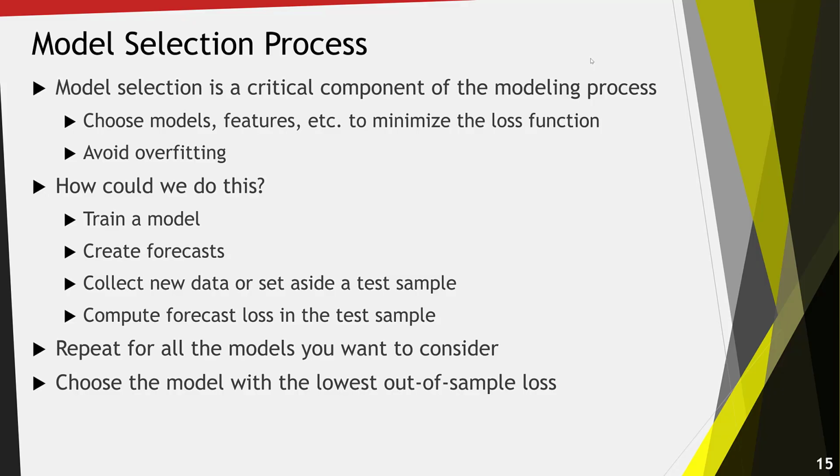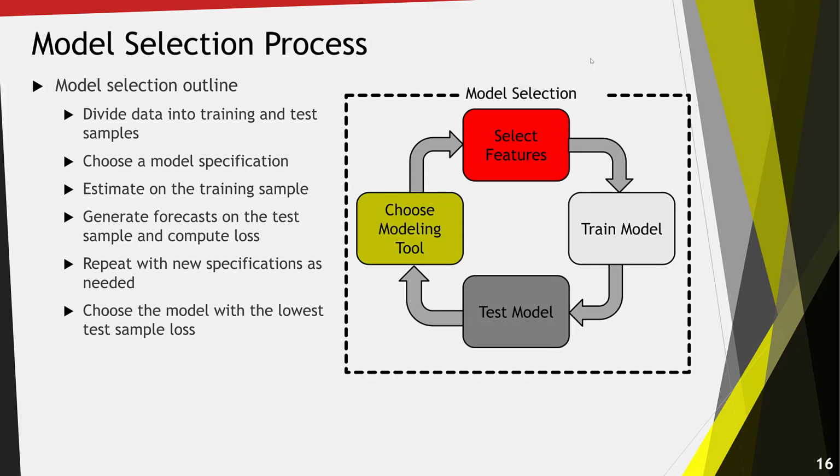Well, you could train a model, you could create forecasts, you could collect new data, or you could set aside a test sample, and then you'll compute forecast loss in the test sample. You repeat this entire process for all of the models that you'd like to consider, and you're going to prefer the model with the lowest out-of-sample loss. This is what defines this outline of the model selection process.